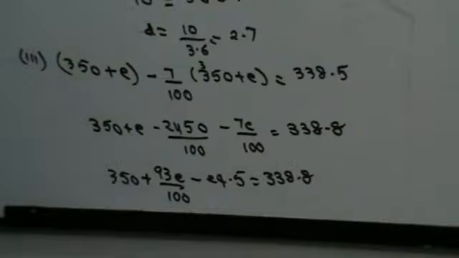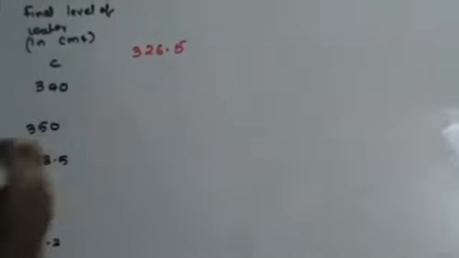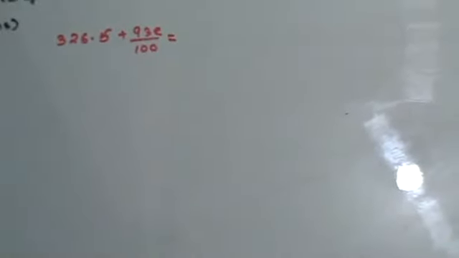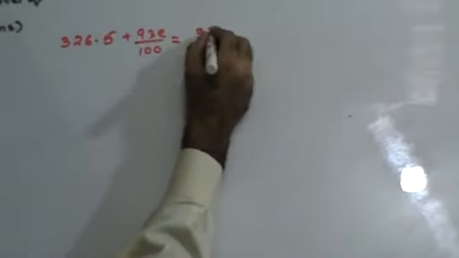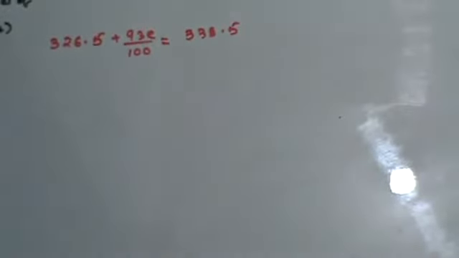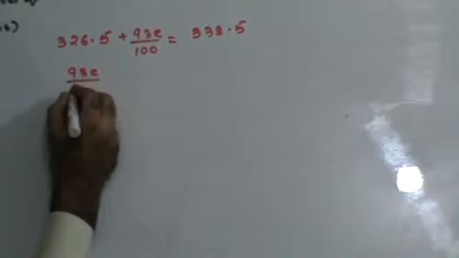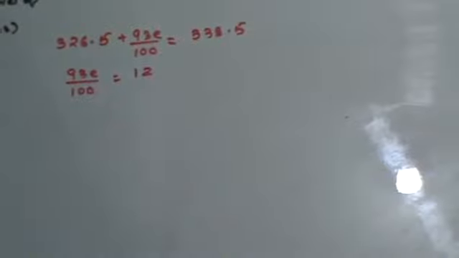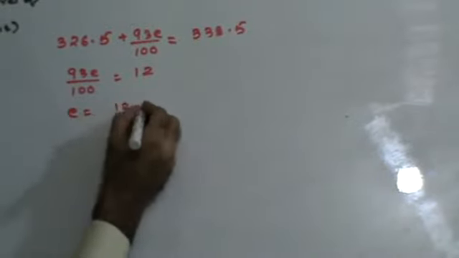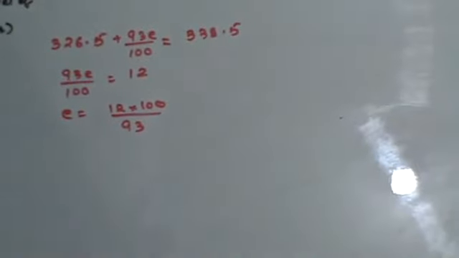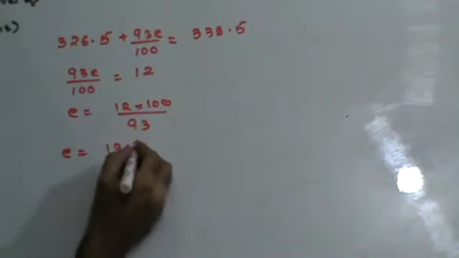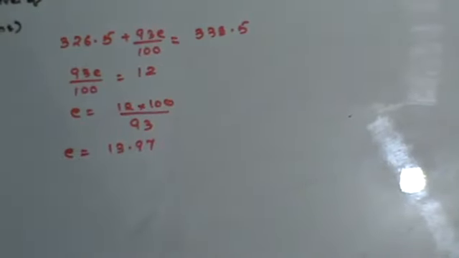So this will be 326.5. 326.5 plus 93 E upon 100 should give you 338.5, right? Take that on the other side. 93 E upon 100, 338.5 minus 326.5 is 12. So E will be 12 into 100 divided by 93. So in that case, E will be 13.97. So that was the amount of water that you filled in on Thursday.